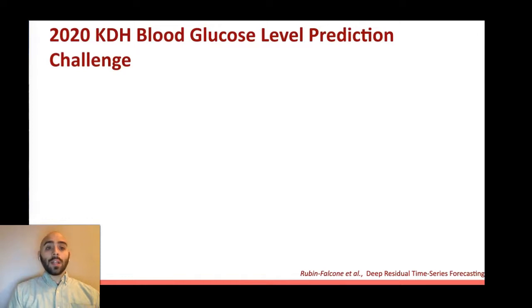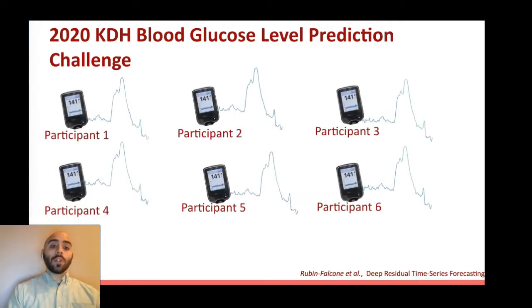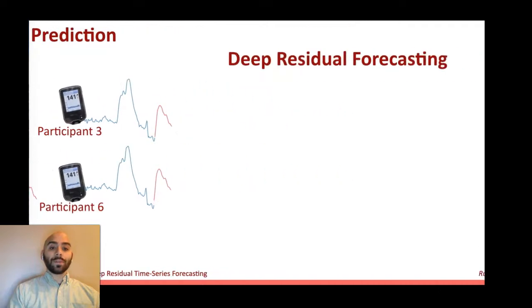In fact, the KDH blood glucose level prediction challenge aims to improve overall blood glucose forecasting. The challenge considers 6 adults with type 1 diabetes. Longitudinal data pertaining to blood glucose measurements, insulin administered, and other contextual variables like carbohydrates ingested were collected from wearables over the course of 8 weeks. As part of the challenge, researchers were tasked with building models to forecast blood glucose values 30 and 60 minutes into the future for each individual.